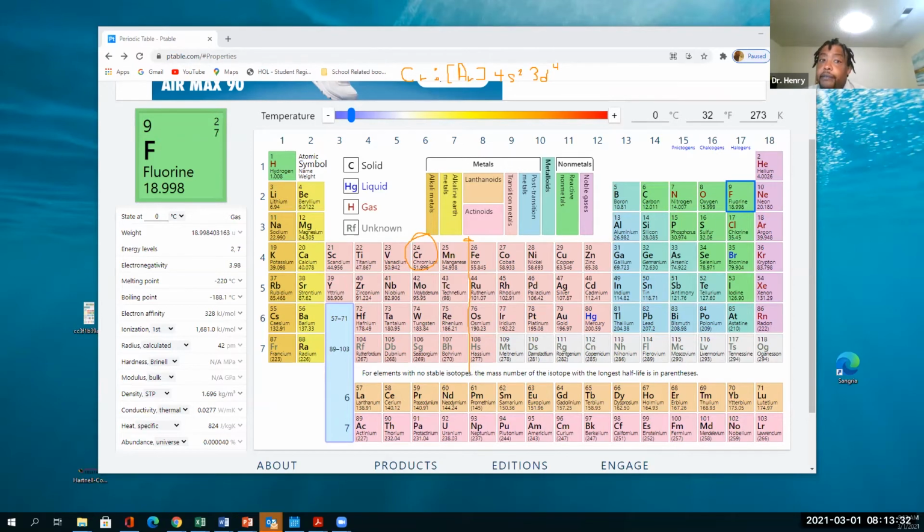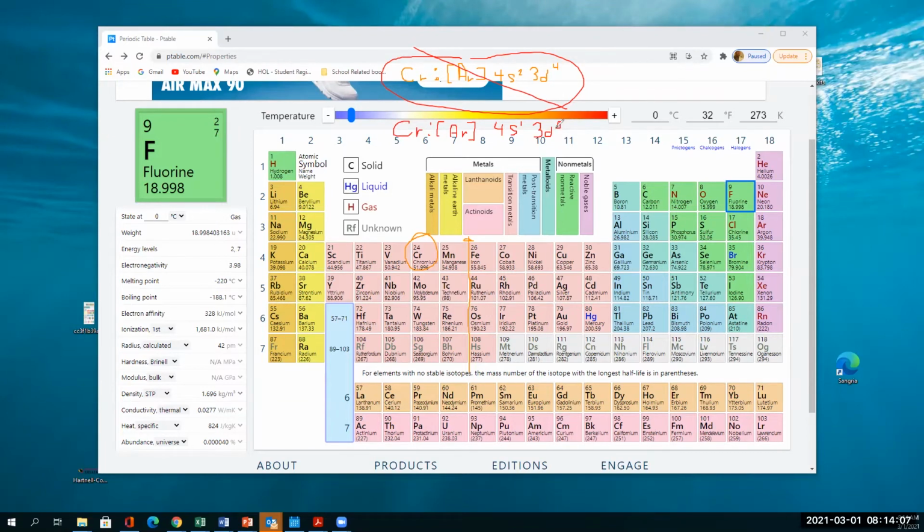But we know that that's wrong, right? So instead, because it likes to be half full, instead it goes to Cr, and your core is going to be Ar, like you said, 4s1, 3d5. Okay, gotcha. I get it now. So it just takes that one electron from the 4s and brings it up and says, okay, now my seats are full, right? Each seat represents 2 spots where an electron can sit.